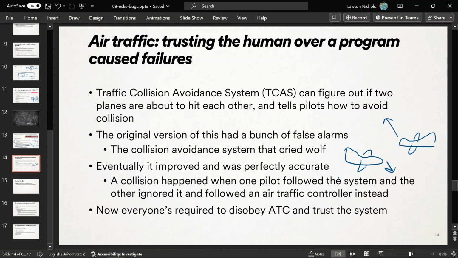We must disobey the air traffic controllers. It's cool to think about.